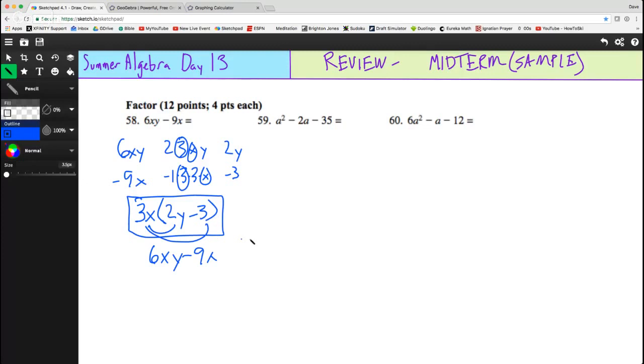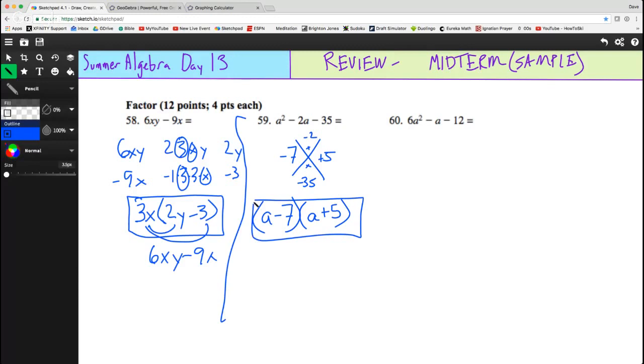Okay, now we need two numbers that multiply to negative 35 and add to negative 2. So that's going to be a bigger negative and a smaller positive, and that would be negative 7 and positive 5. So our answer is (a minus 7) times (a plus 5). Don't go ahead and say x minus 7 times x plus 5, because this guy's wrong. Don't do that because it's a. Don't lose a point by getting the wrong variables.